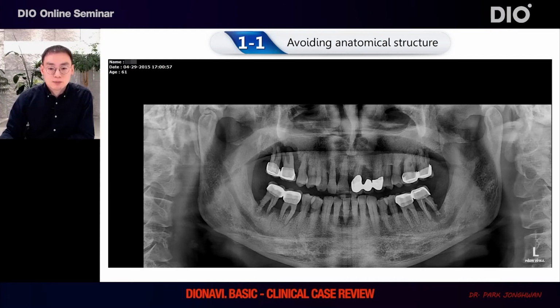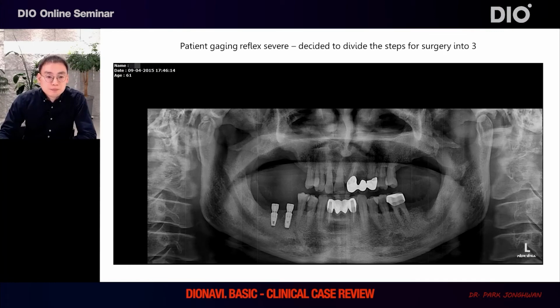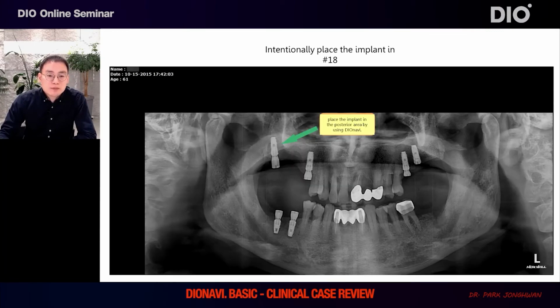This is from 2015. The bone loss was very severe, at number 10, number 40, and number 30. So I waited for about 10 weeks after extraction. But placing it at the number 16 area didn't seem like a good idea because of number 17, and they didn't have a good ratio. The crown root ratio was at about 1:4. Since gagging was also severe, I divided the surgery into 3 parts and proceeded with it one by one. I placed it strategically in the back using DIO.